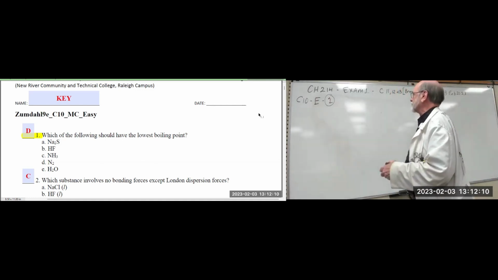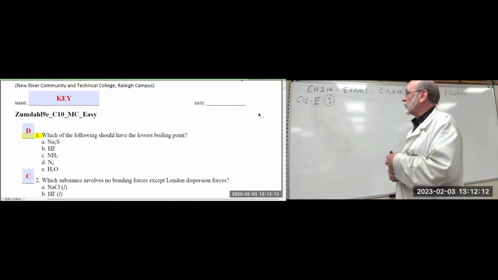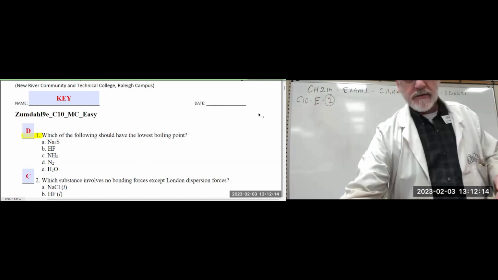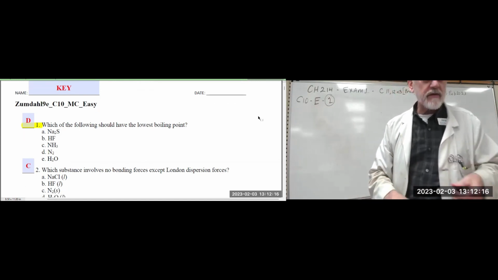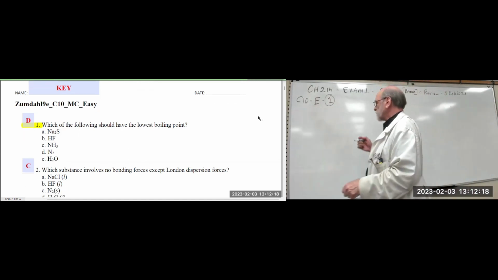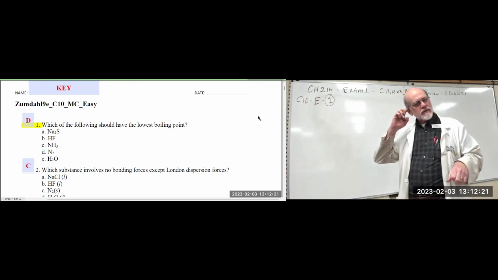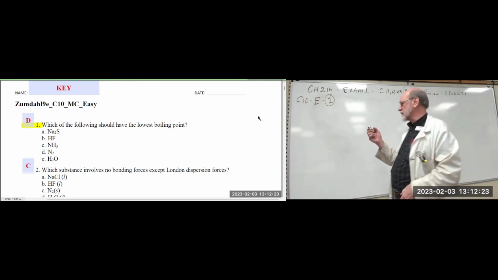Review for exam 1. And we're going to use the review document. The first question is, which of the following should have a lower boiling point? What we're interested in here is comparison of intermolecular forces.